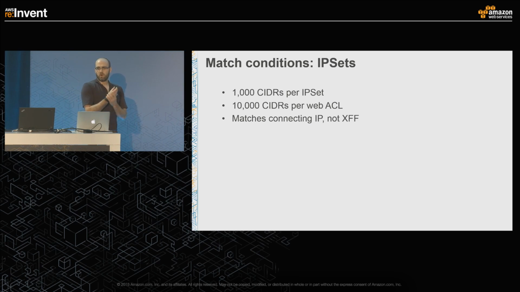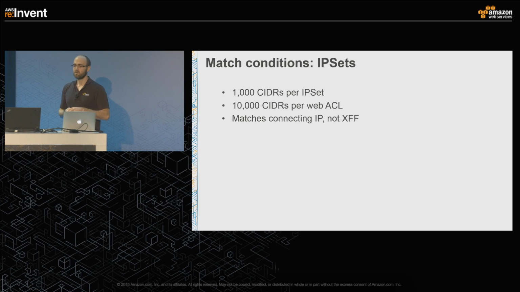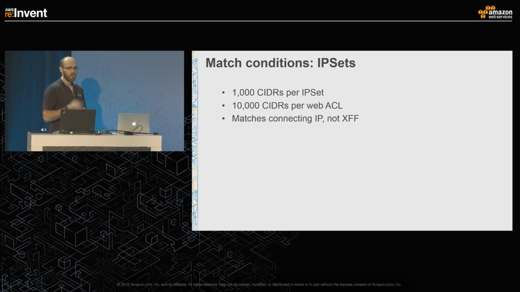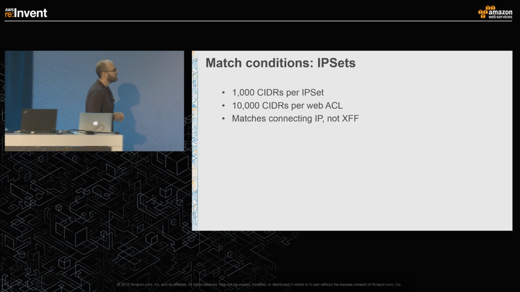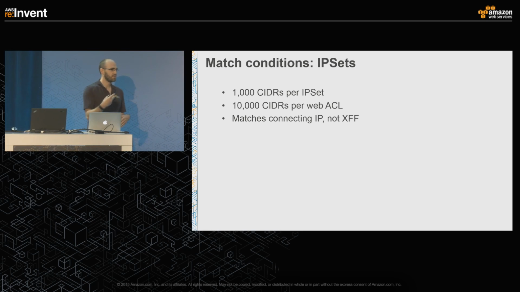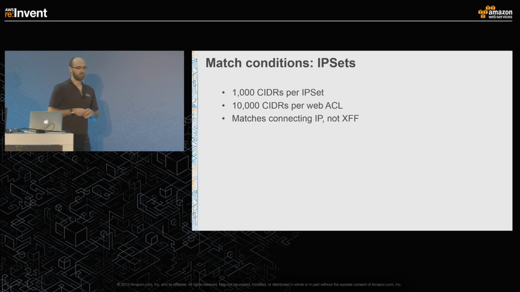Today, we support 1,000 CIDR entries per IP set. And in total, for one given WebACL, you could define 10,000 CIDRs. That's a lot of IPs to block, if you like, or whitelist. I'll note that this version with CloudFront is validating the connecting IP address that CloudFront sees. So if attackers are injecting an X-Forwarded-For header, in this case, we ignore that. We're just going to use the connecting IP address.